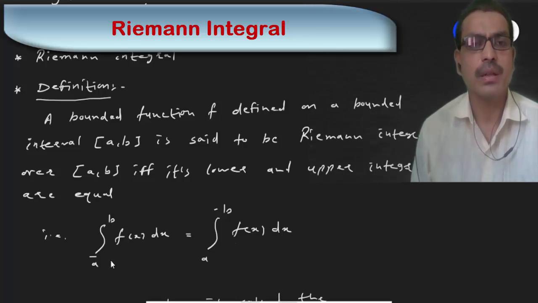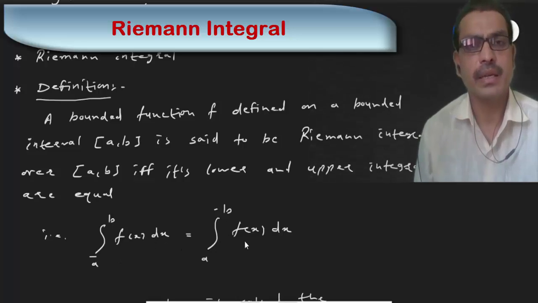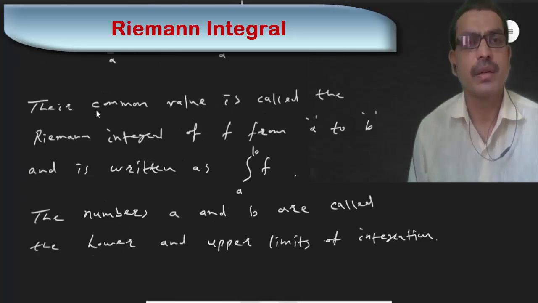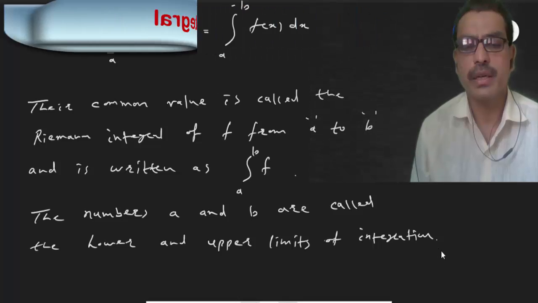If the lower Riemann integral and upper Riemann integral both are equal, then we say that it is Riemann integrable. And the common value is called the Riemann integral of f from a to b, and it is denoted by the integral of f over [a, b]. And a is called the lower limit of integration and b is called the upper limit of integration. This is the Riemann integral.